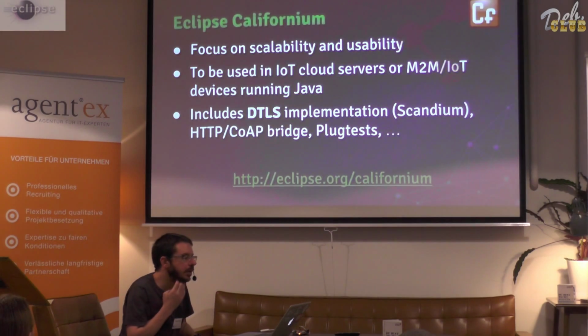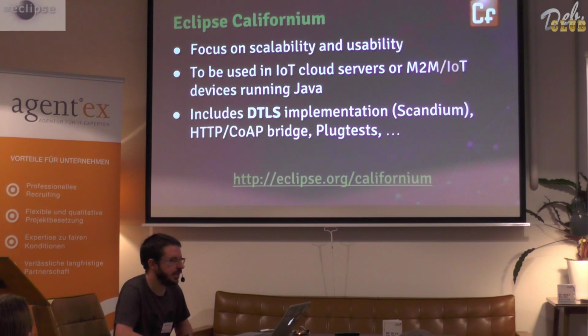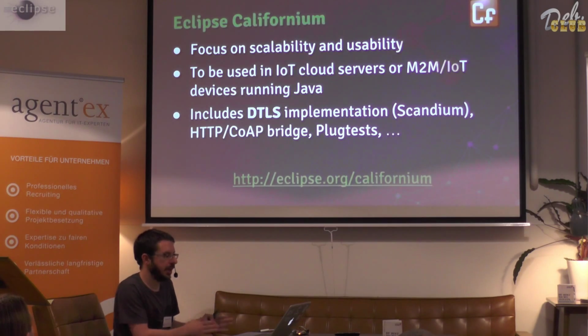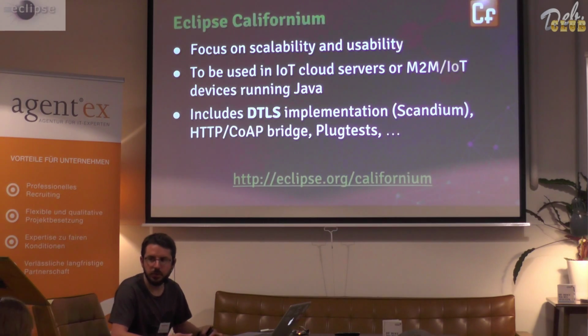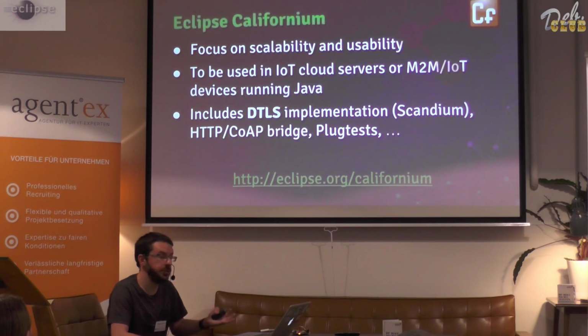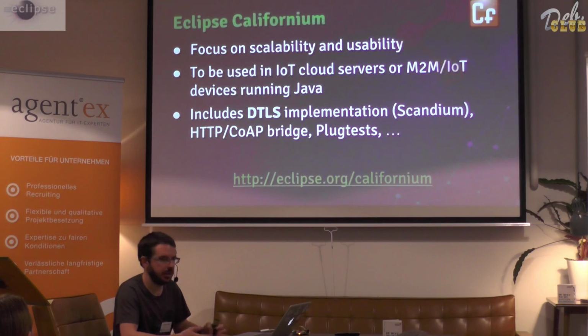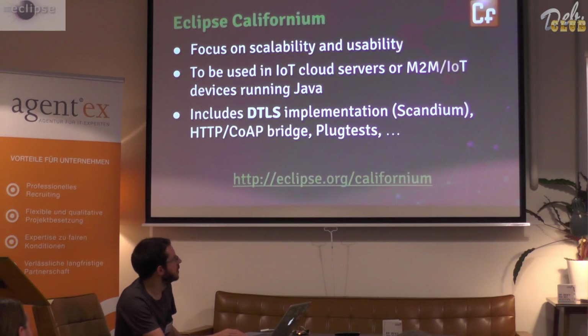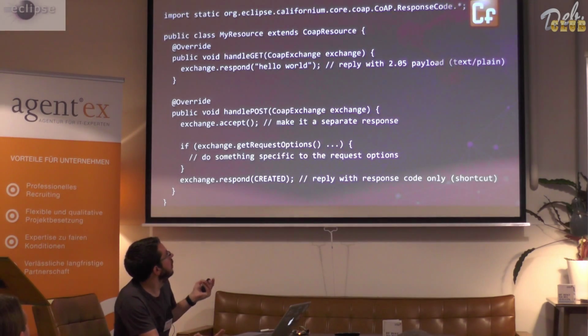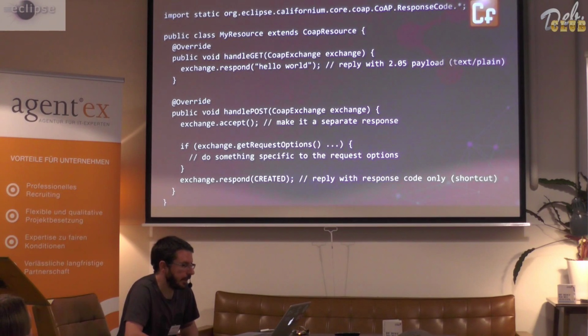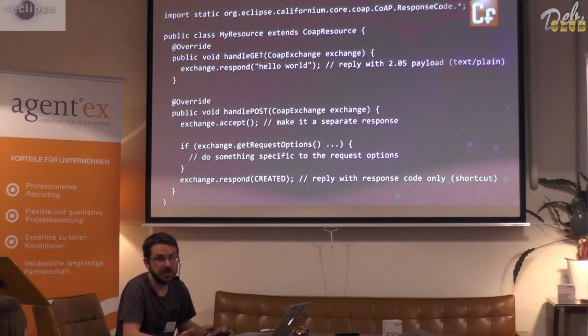So CoAP and Eclipse: for Java developers, it's in the Eclipse Californium project. It provides basically all the APIs for building CoAP clients and servers. It includes the SSL stack, if you will. In CoAP, for UDP, it's called DTLS. It's TLS for datagrams. So you have the API for doing pre-shared key authentication, certificate-based authentication, all this kind of stuff. And when it comes to implementing a CoAP resource, it's basically just like an HTTP servlet.